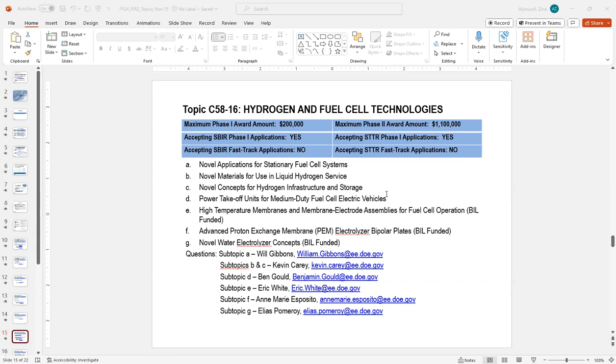But primarily we're interested in the repurposing of existing stacks into novel applications. So we would not be interested in fundamental work on stack components like catalysts, MEAs, bipolar plates, that sort of thing. That would not be of interest. Thank you so much. No further questions.